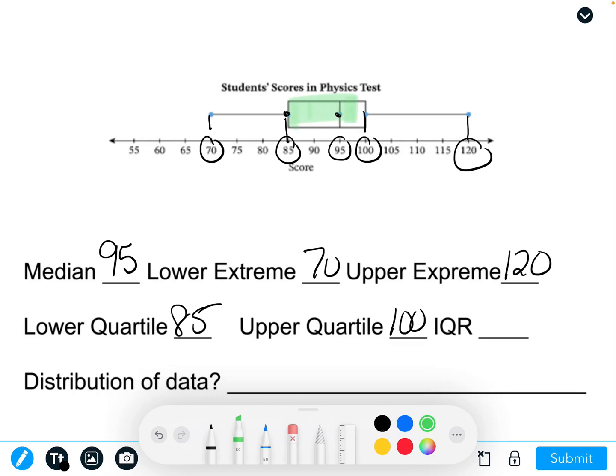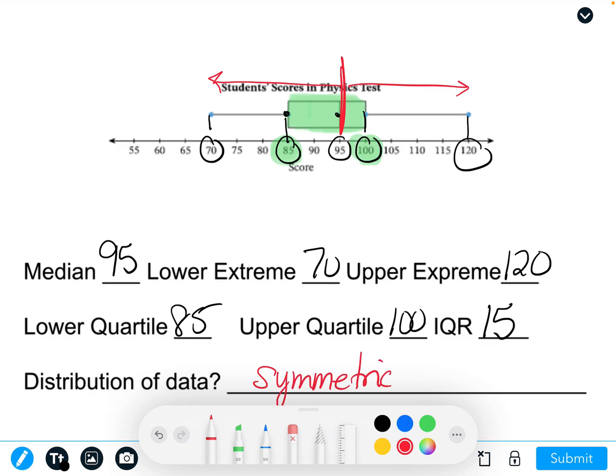The interquartile range is inside of the box, the difference between the upper and the lower quartiles, and 100 minus 85 is 15. To find the distribution of the data, it's just like we did on the other problems. From the median, is it stretched out more to the left or to the right? And this one actually happens to be symmetrical. Its distance from the median to the lower extreme and upper extreme are exactly the same. Therefore, the data is symmetrical, and our mean would be the best way to describe the data.